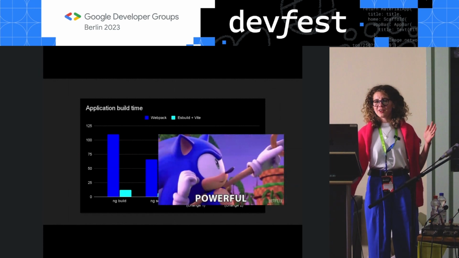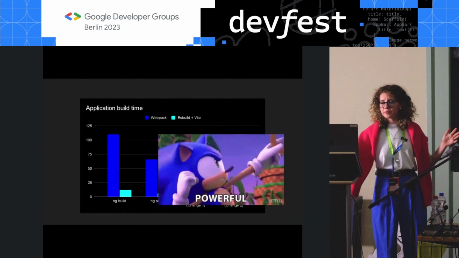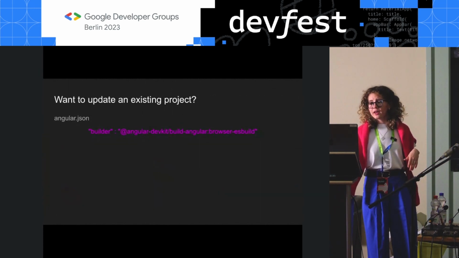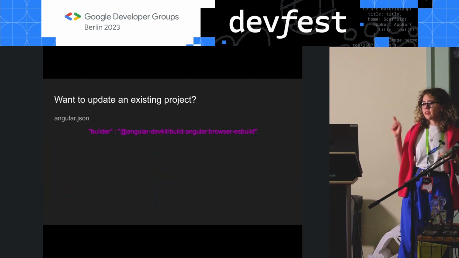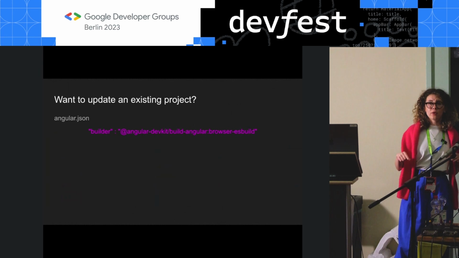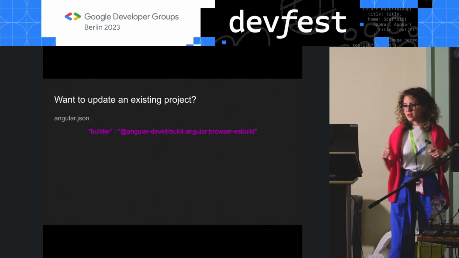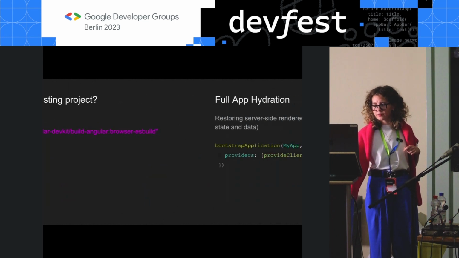If you want to try it out now, simply create a new Angular app, or change your angular.json by adjusting your builder and adding ESBuild to it. Now, this change also made possible another change, a new feature, full app hydration.